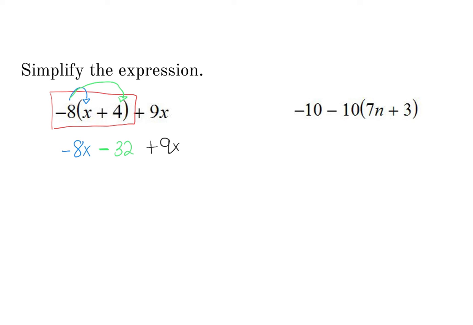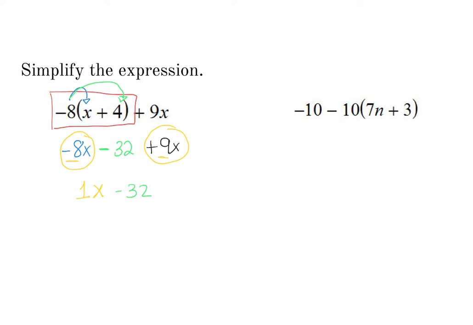Can I combine any like terms? Well, here there is an x. Here there is an x. Notice that I am circling everything to the left of the number so that I know whether it's positive or negative. So what is negative 8 plus 9? That is equal to a positive 1. We're talking about x. And then I'm going to bring down that negative 32.